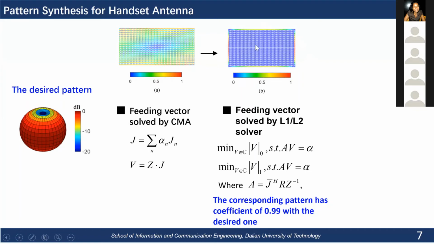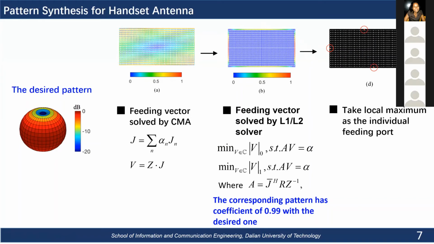But this is still not enough. We cannot have this continuous feeding over the edges. So the next step we take is that we just take the local maximums of those highlighted regions to be the discrete ports. So we pick 4 individual ports at the discrete feeding positions for this simple plate. And then we feed those 4 positions.